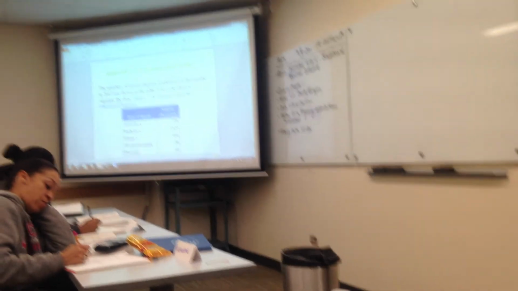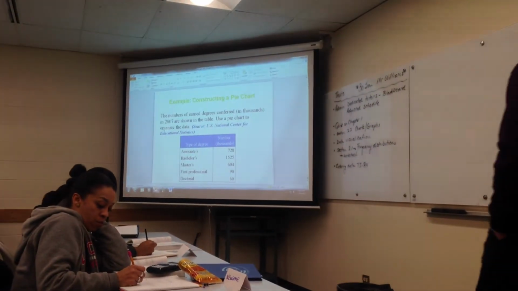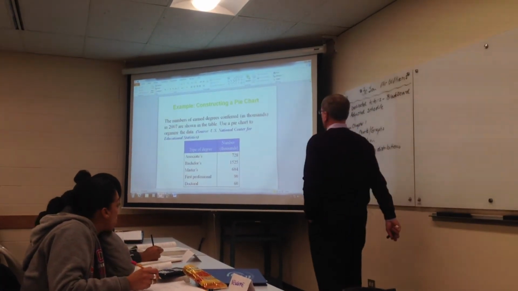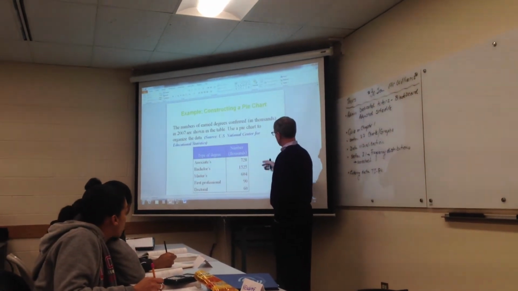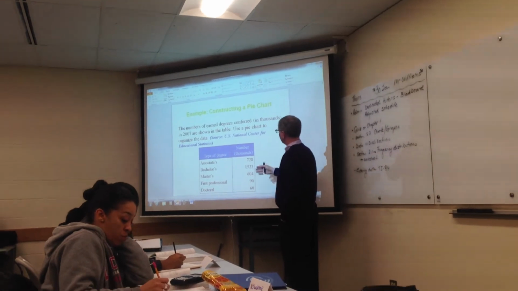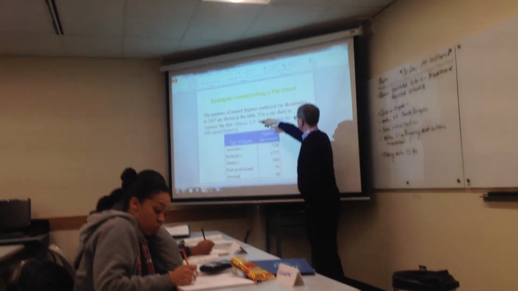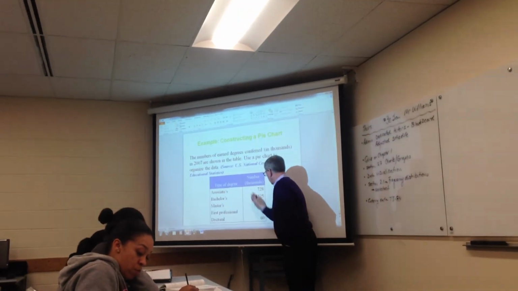So if we actually have data that says we're looking at a bunch of people here, and then all of these people are the number of, in thousands of folks who actually in 2007 earned these degrees.